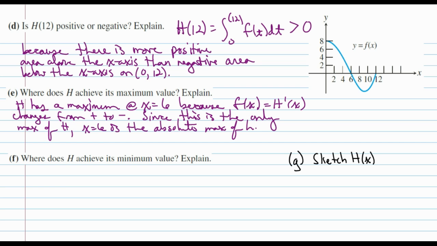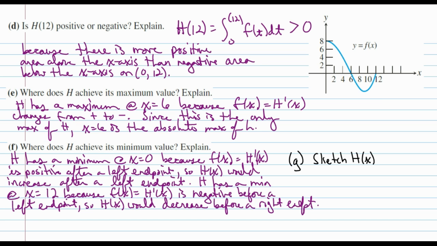So part F, where does H achieve its minimum value? Okay, well we've got two possibilities for minimums, 0 and 12. So first we're going to state that claim. I stated that H has a minimum at x equals 0 because its derivative is positive after a left endpoint, so H would be increasing after that left endpoint. And then H has a minimum at x equals 12 because f of x, the derivative of H, is negative before a right endpoint. So H of x would decrease before a right endpoint.